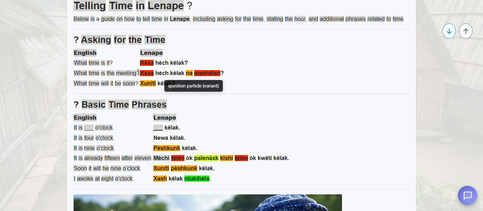So Kèxa, hèch, këlak means what time is it? And Kèxa is a word that means how many, how much. And when used by itself, it can mean some, and it can also mean several or a few. And then, of course, hèch, that word that you've seen a lot, hèch or hutch, meaning the question particle, and then këlak. So, how much is it këlak?